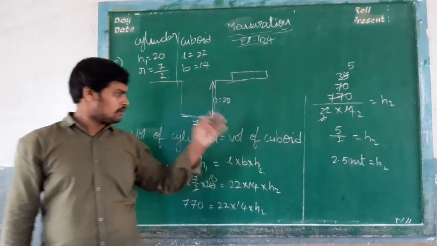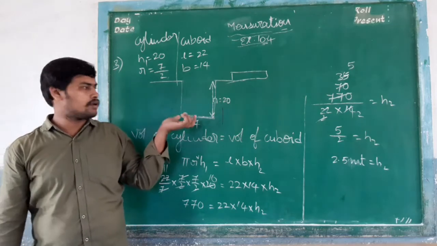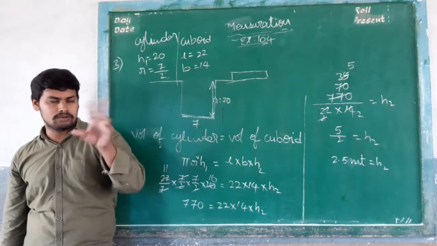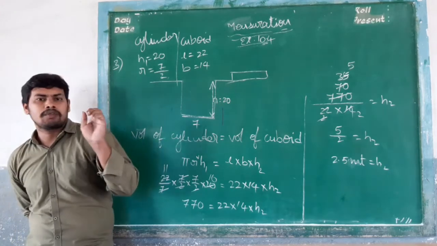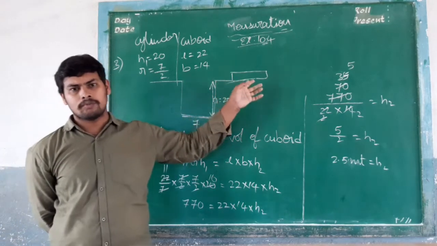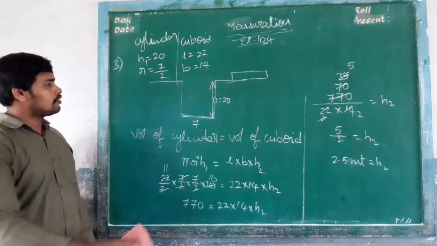So simply, all are the same type of problems. What you should do is equate the volumes. Volume of cylinder equals volume of cuboid.